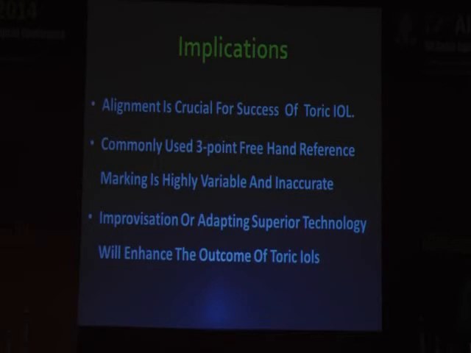In conclusion, alignment is the most crucial aspect for the success of toric IOLs. The most commonly used 3-point marker is highly variable and shows inaccuracies. So we need to closely observe how we do our 3-point markings, and to minimize the errors, we need to use a superior technology such as the SMI, which will enhance our outcomes. These are my references. Thank you so much.